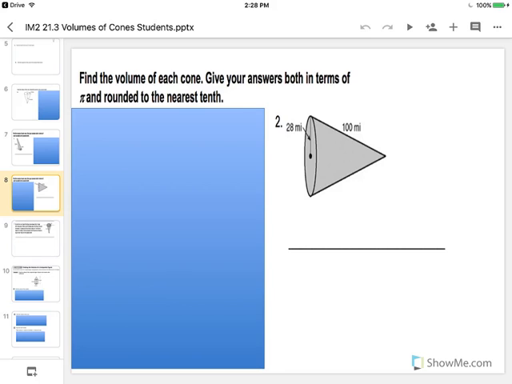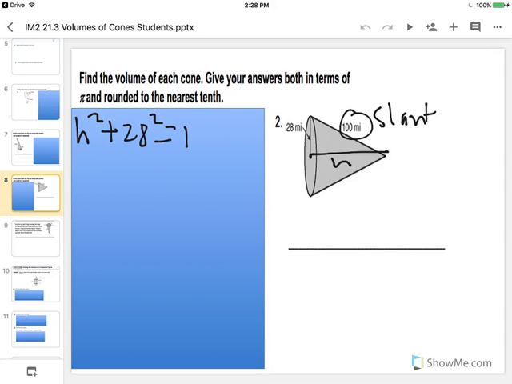Okay, so next example here, find the volume of the cone. Give your answer both in terms of pi and to the nearest tenth. Well, here we don't have the height. We have what they call your slant height. Right, so then we can use that to solve for the height. So we say that your height squared plus 28 squared equals 100 squared. So then height squared equals 100 squared minus 28 squared. So from there, just use your calculator.